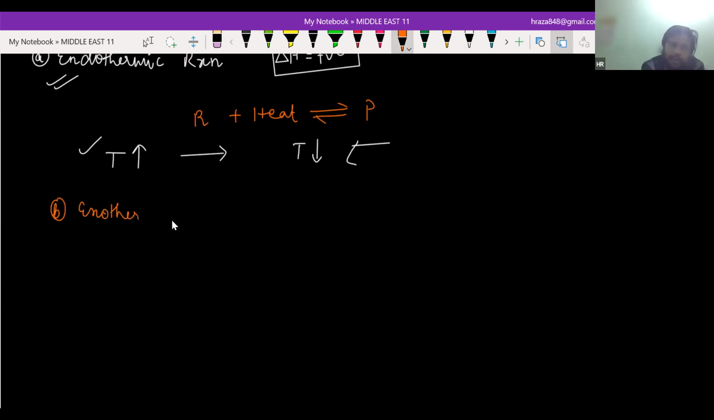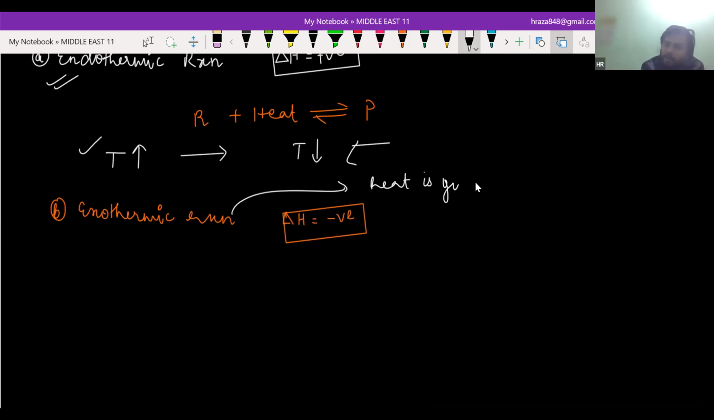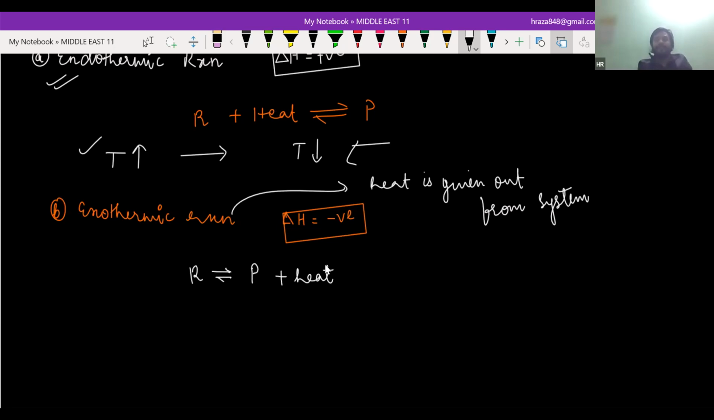Come to the second case, which is the exothermic process, the exothermic reaction. In an exothermic reaction, delta H is negative, which represents that it is exothermic, and heat is given out from the system. You know that the reactant already has a lot of energy in terms of heat.